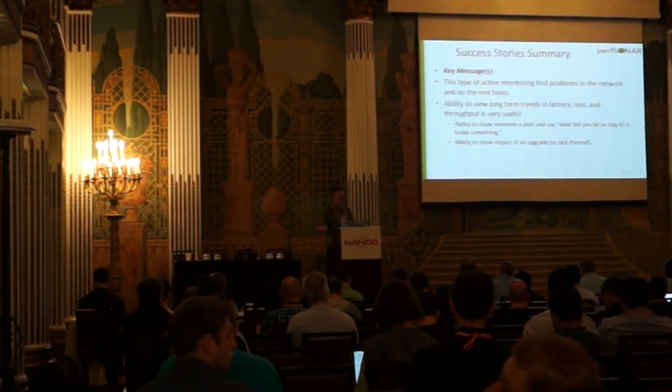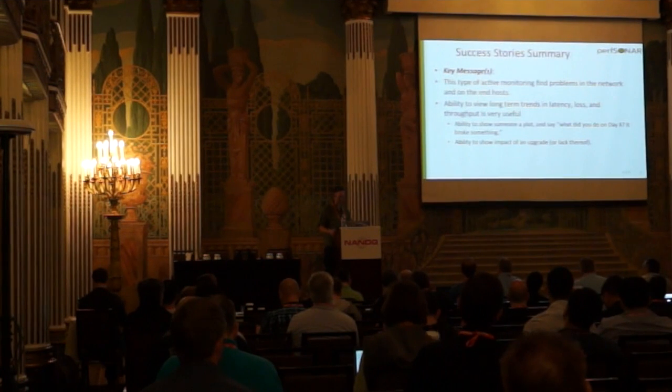So the summary of that set of slides is that this type of active monitoring is really good for finding certain types of problems that passive monitoring doesn't necessarily detect. And the problems might be in the end host too, not just the networks. I don't know how many times I've heard people pointing at each other: no, it's a network problem; no, it's a host problem; no, it's a network problem. This stuff helps a lot with that.